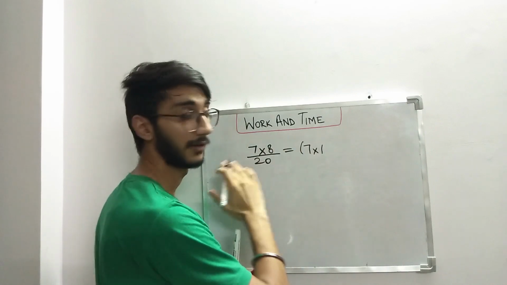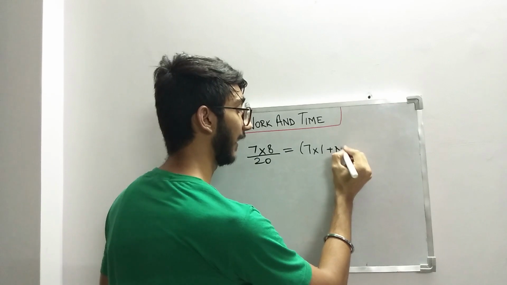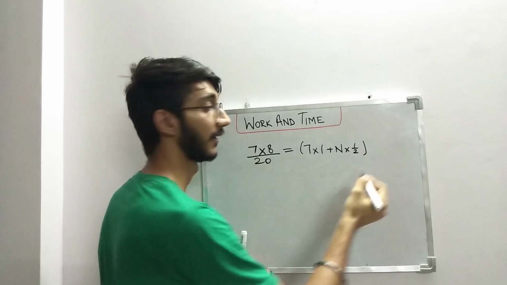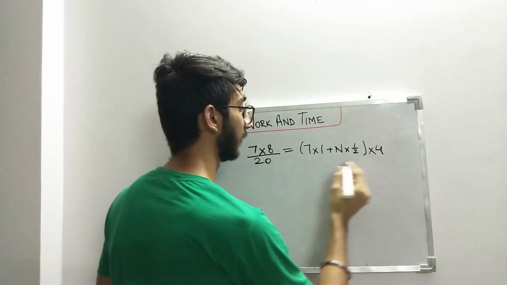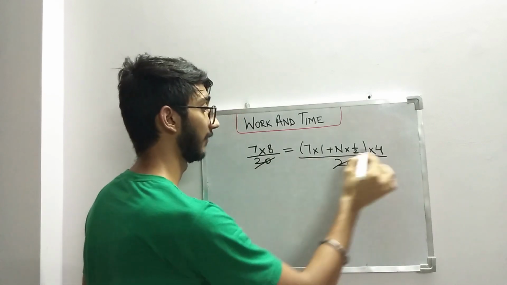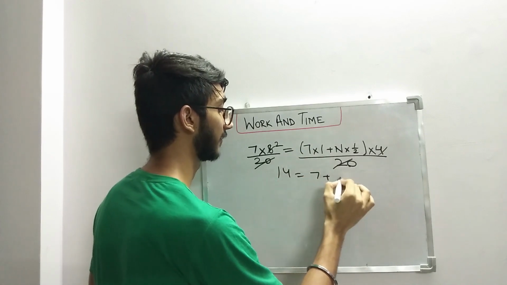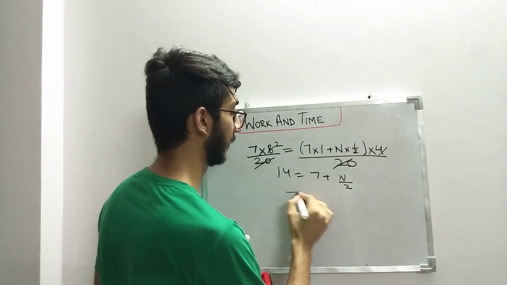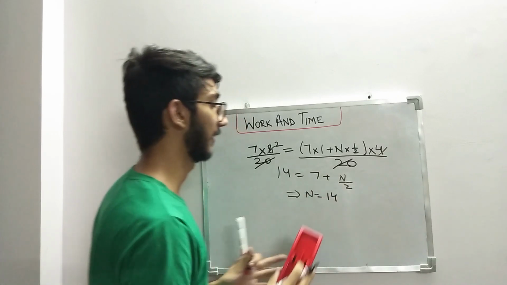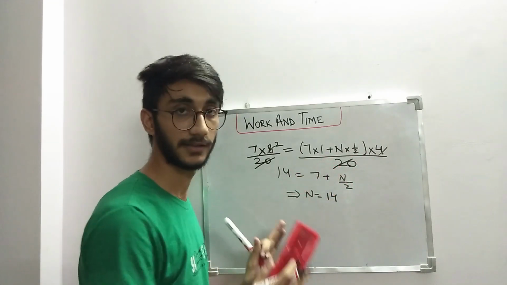That means 7, the earlier ones have efficiency of 1, plus we have n, the additional number of ballerinas, into their efficiency to lose weight is half, into the number of hours, that is 4, upon 20. So 20 will cut out, this is 2. So we have 14 equals to 7 plus n by 2. That means n equals to 14. So that means 14 additional ballerinas are required in order to satisfy the given equation.